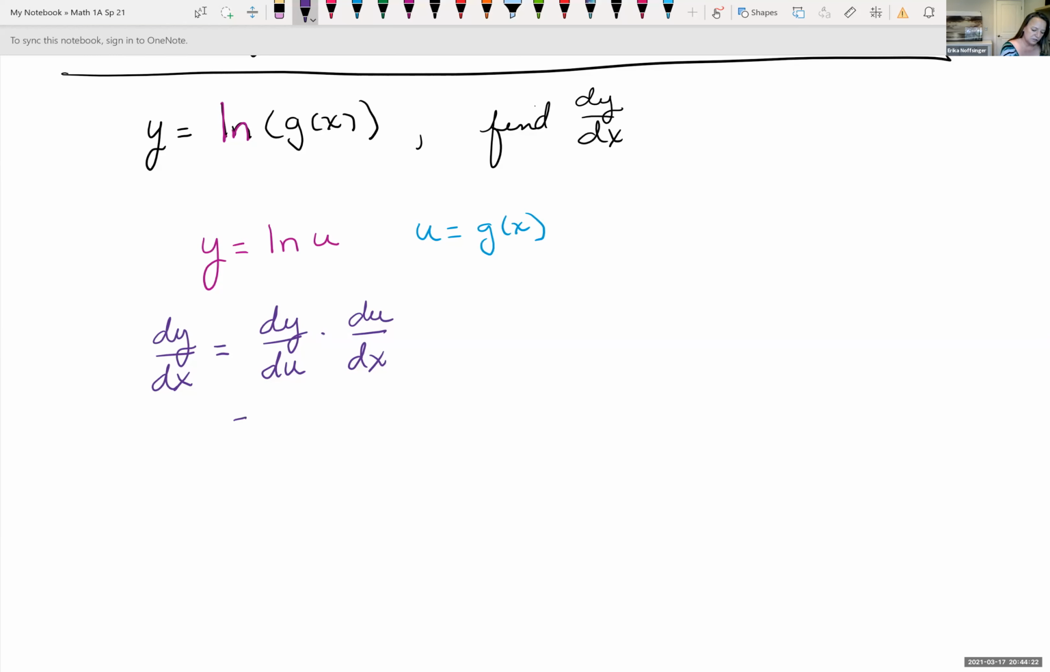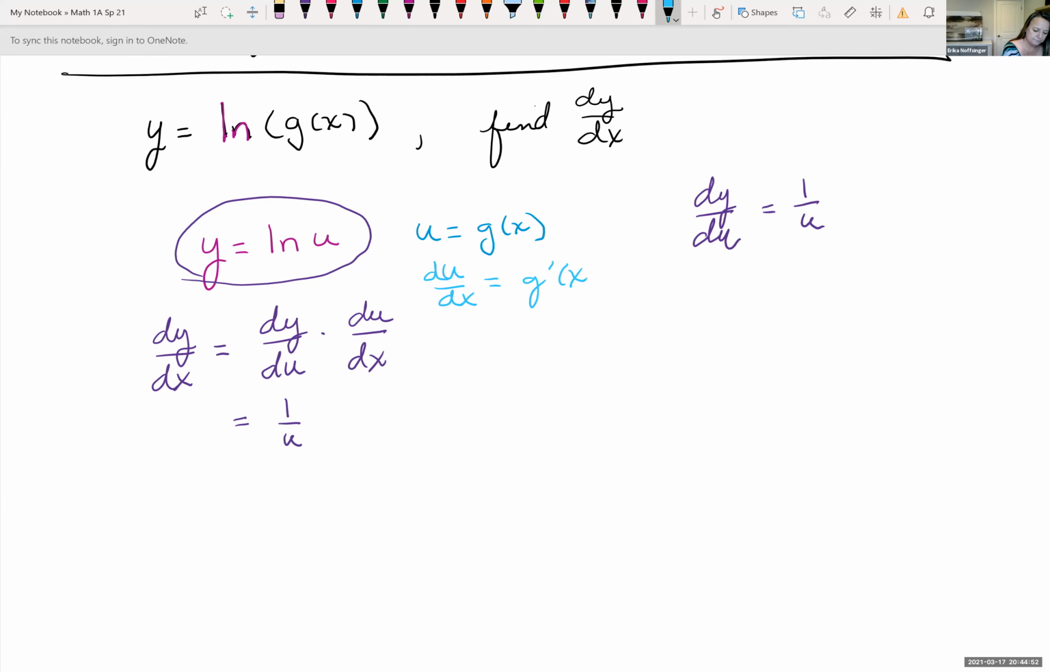So this is equal to, well, the derivative of y with respect to u. We just said that dy/du, the derivative of the natural log of x, is 1 over x. So the derivative of the natural log of u is 1 over u. And another way to write the derivative du/dx of g of x is just g prime of x. So we have 1 over u times the derivative of the inner piece, g prime of x.